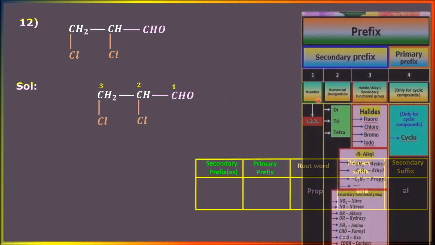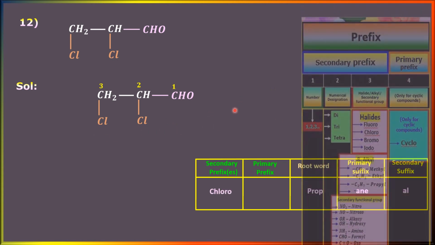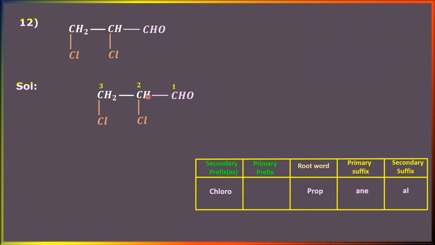Next, the secondary prefix, that is the substituents: chloro. So 2,3-dichloropropanal. 2,3-dichloropropanal. The E is dropped again here. Okay.